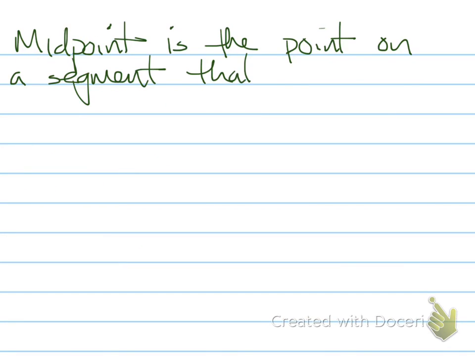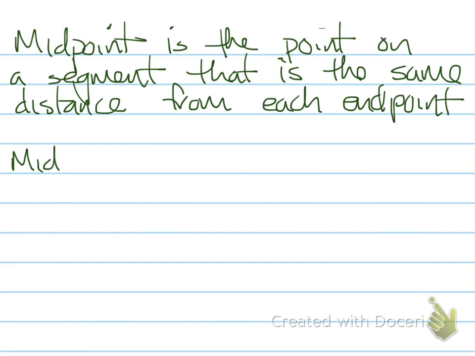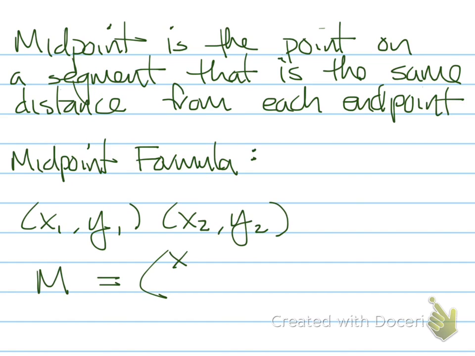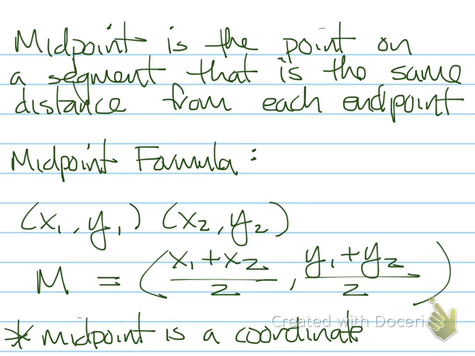Midpoint is the point on a segment that is the same distance from both endpoints. And the midpoint formula, it's actually another coordinate. It's not a value, it's a coordinate. It's another location. So you add the x coordinates, divide by 2, add the y coordinates, divide by 2.